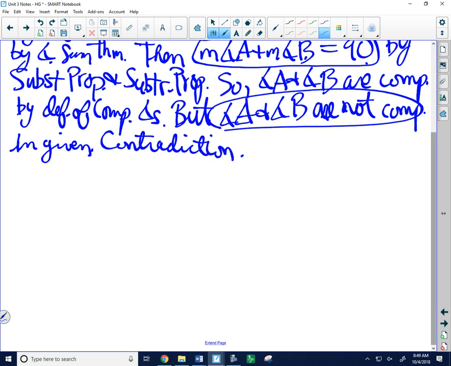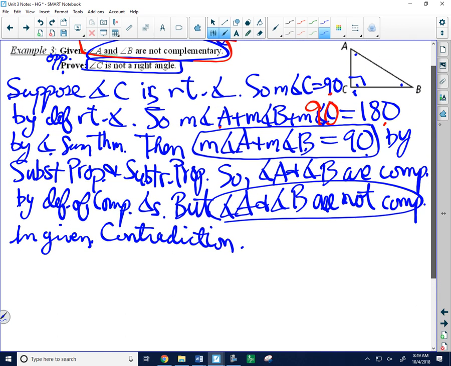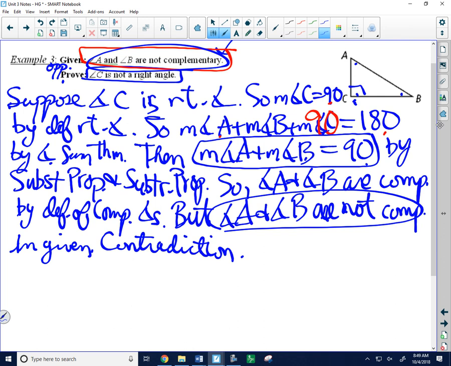Alright, once you write the word contradiction, you've found two things that didn't work. Two things that were essentially opposites. And so then you say, therefore, what you actually wanted to prove is true. So I'm just going to say, therefore, my original opposite assumption was false. I'm not writing this, but what we want to prove is actually true. So therefore, angle C is not a right angle.